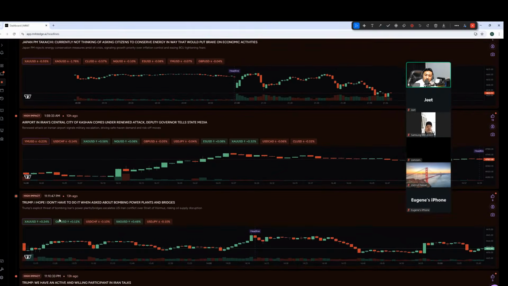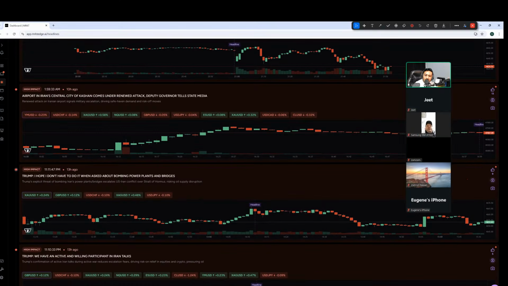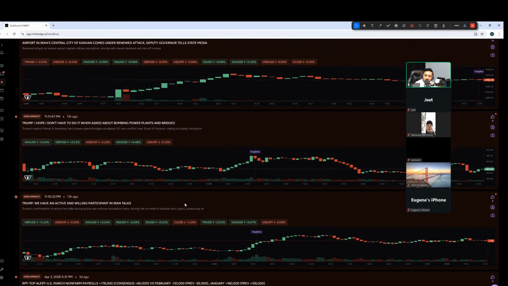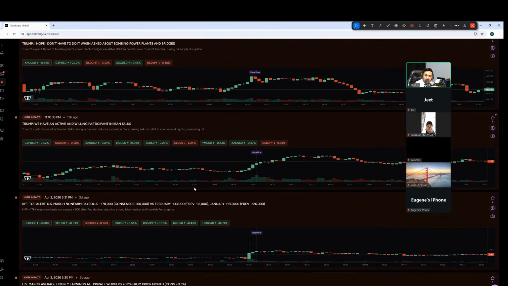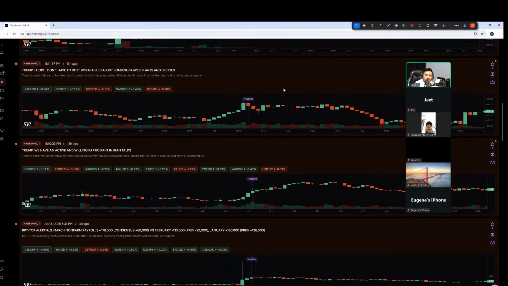It's mixed news data going on. One or two news items say gold should continuously push upside, then another statement comes showing that gold should continuously push downside. It's volatility. So I hope I don't have to do it when asked about bombing power plants and bridges. We have an active and willing participant in our talks. Okay, so overall, with the bigger picture on the higher time frame, they are bullish on gold.